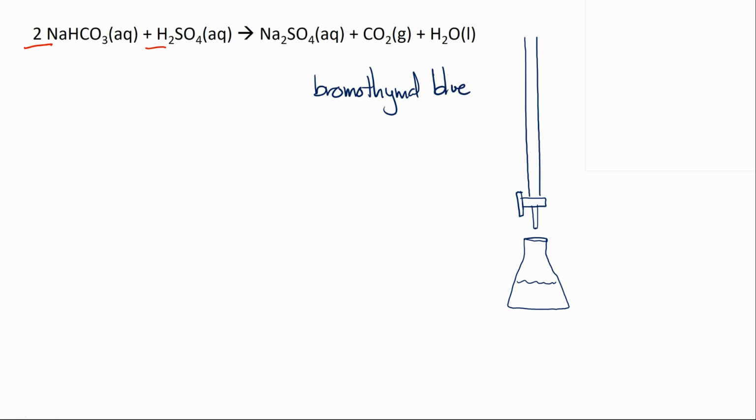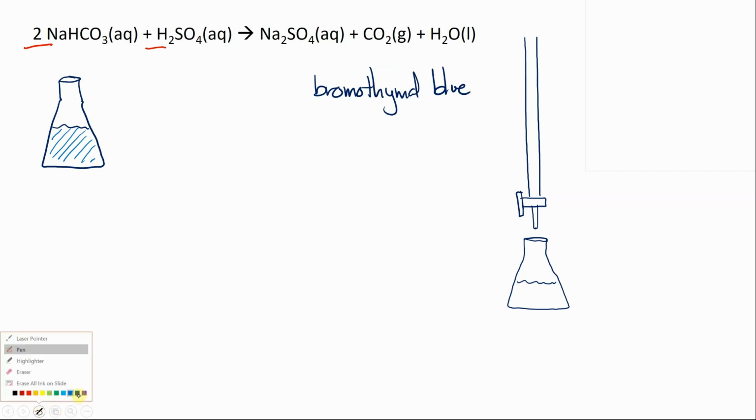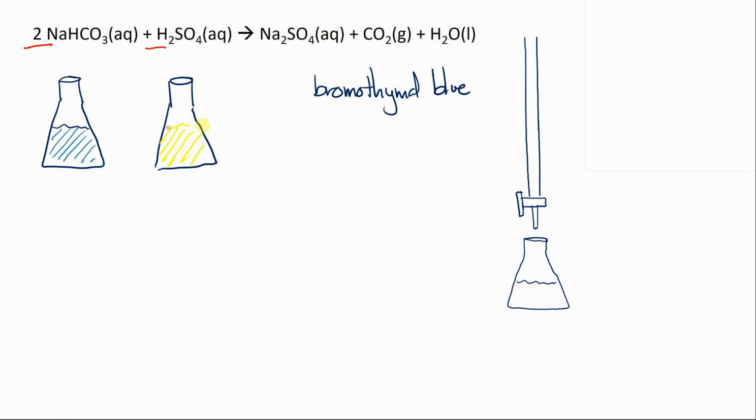Don't worry too much about knowing which indicators are used in which place. What's important is that when we start, bromothymol blue has a nice blue color. When there's excess base, in this case sodium bicarbonate, then the bromothymol blue is going to have that blue color. But as we proceed with the titration, and we get to a stage where the sodium bicarbonate has been used up and we have excess acid, it will change to a yellow color.